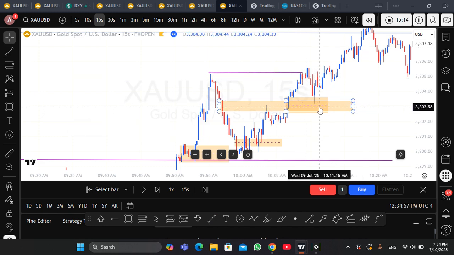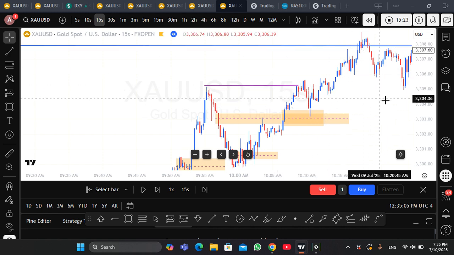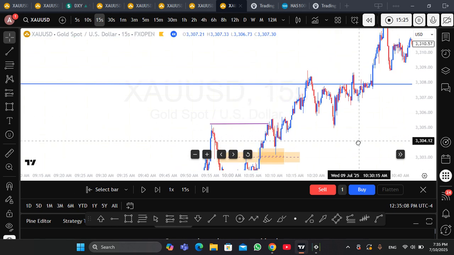and again retests this area. You can see how beautiful the retest is. It is a buy signal. It is a buy signal and moves upward, very beautiful, and makes a profit.